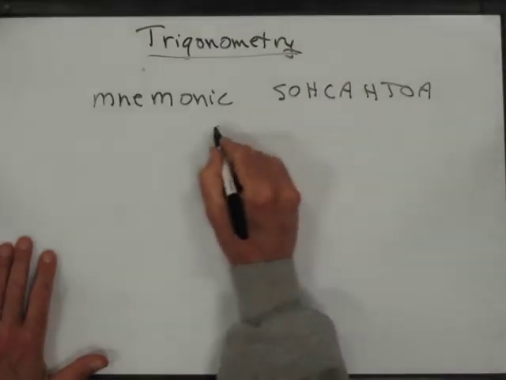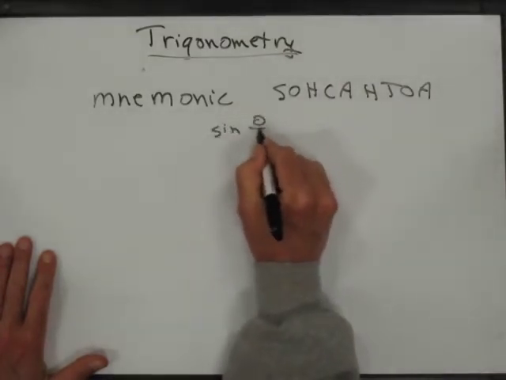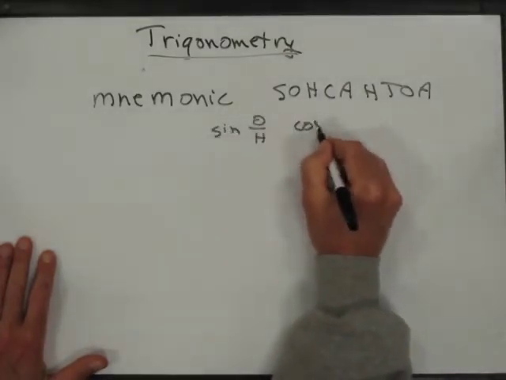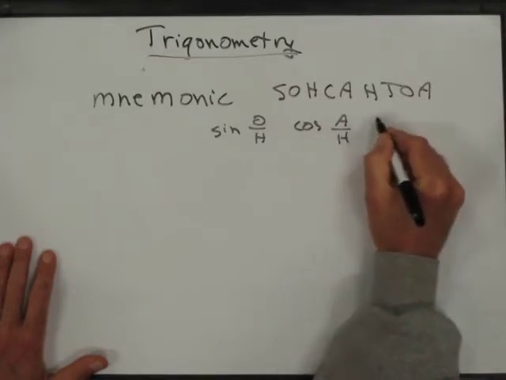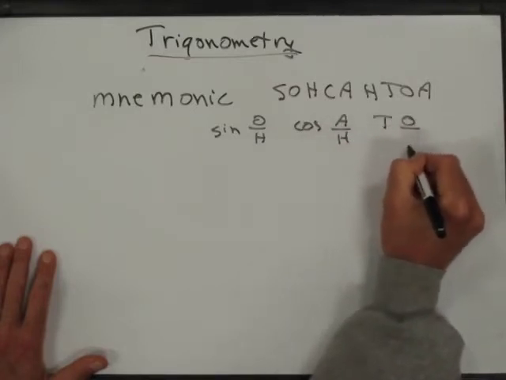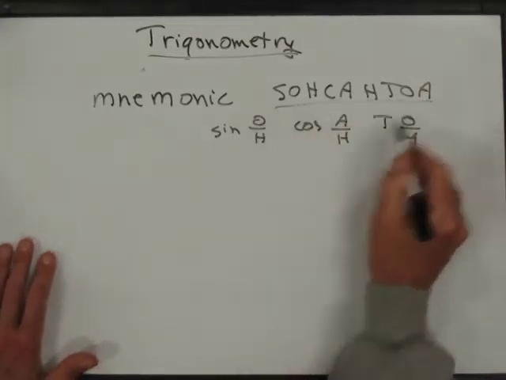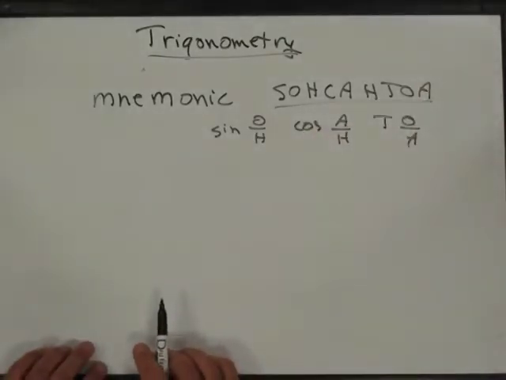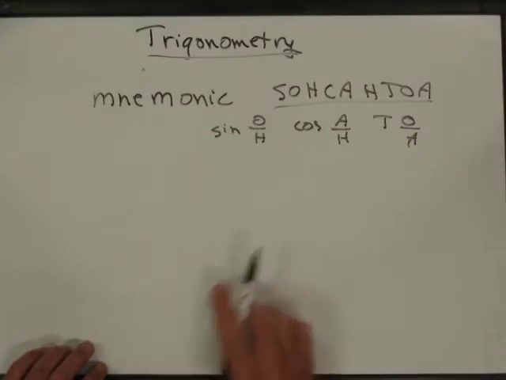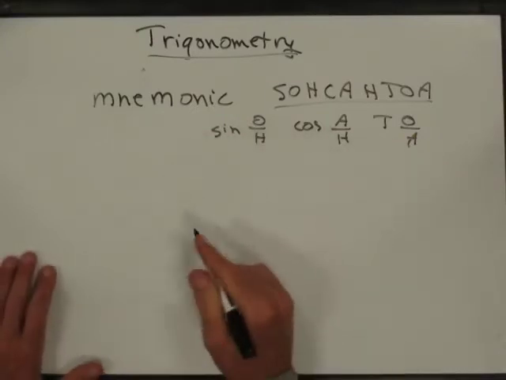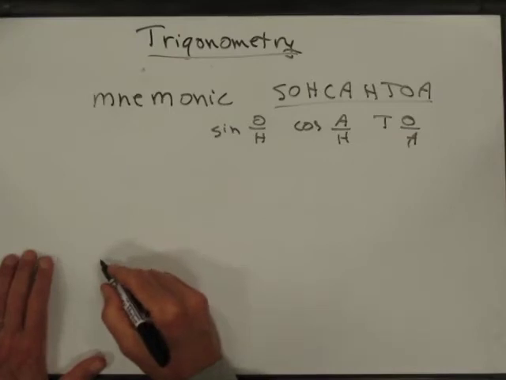Sine is opposite over hypotenuse, cosine is adjacent over hypotenuse, tangent is opposite over adjacent. SOHCAHTOA. And so if you remember this, you can generally remember how to calculate the sine and cosine. Let me give you a different one.